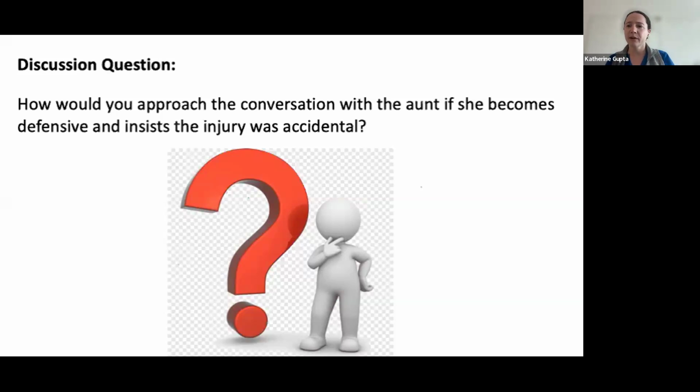We're getting good insight also in the chat, where some people are talking about essentially getting backup, if you will. So that may include having another physician come with you. That may include having non-physician staff that are also your backup, like security guards, if you feel that things are escalating to the point of violence.